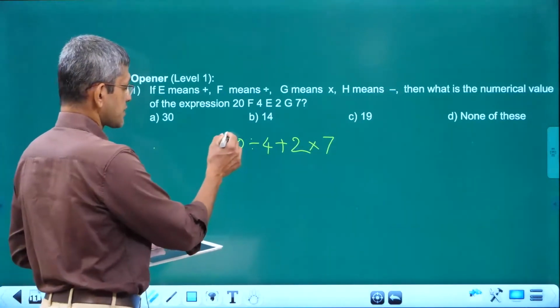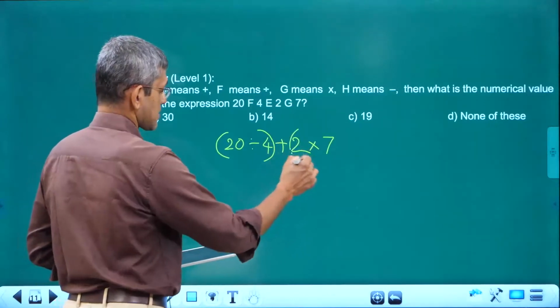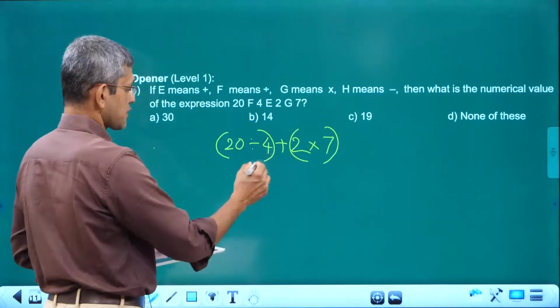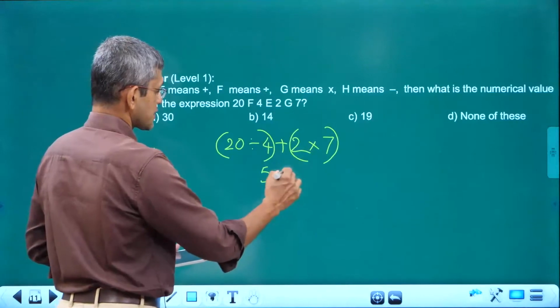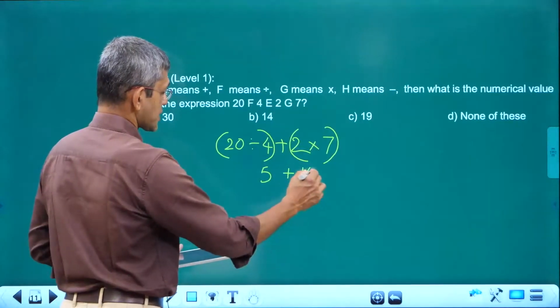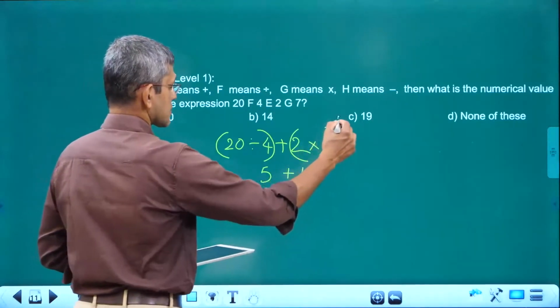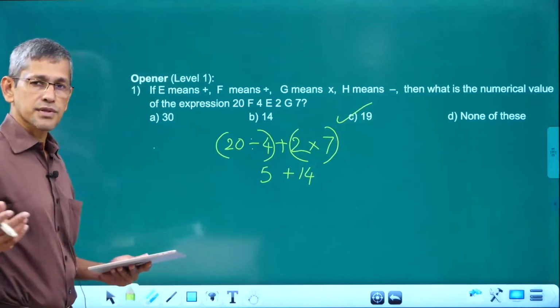Ultimately, what do we have to do first? Division first, then multiplication. So dividing 20 by 4 is 5. 2 into 7 is 14. 14 plus 5 is 19. So the answer is 19. Simple question. Try this one.